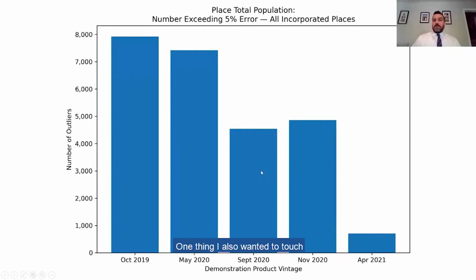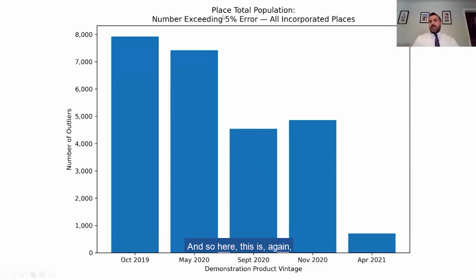One thing I also wanted to touch on were the outliers. There was some discussion that the outliers were a concern because it might be true that the overall number of counties or places might be improving, but maybe that meant that a couple of counties or a couple of places were getting much, much worse in terms of accuracy. And so we have these metrics that tabulate the number of the geography that exceed a 5 percentage point error. How many of them gain more than 5% or lose more than 5% of their total population or their population of Hispanics or something like that.